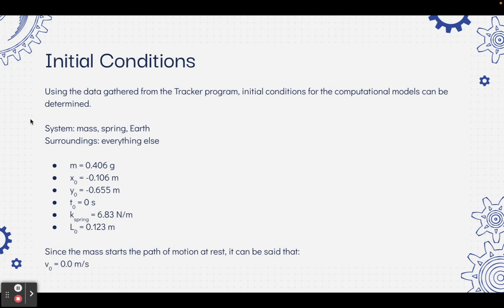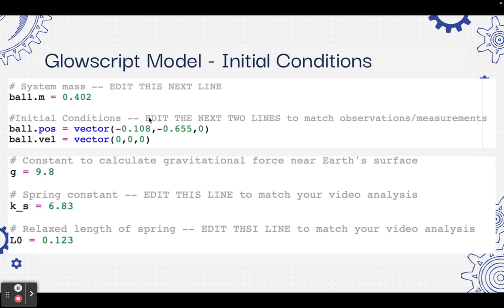So using the data from the tracker program, we could find some initial conditions. So the system we're defining as the mass, spring, and earth, and surrounding is everything else. So the mass of the mass and spring were 0.406 grams. These were the initial X and Y positions. This is the initial time. This is the spring constant of the spring, and this is the relaxed length of the spring. And since the mass starts at rest, we can say that the initial velocity is 0. So here are just the initial conditions for the GlowScript model. We have the mass, its initial position, velocity, and its initial spring conditions.